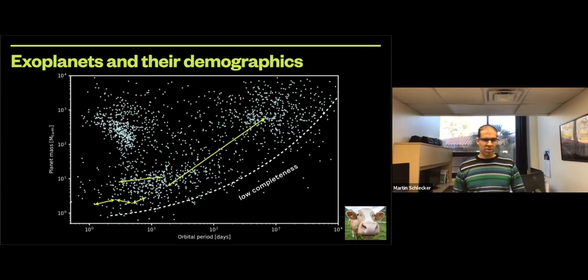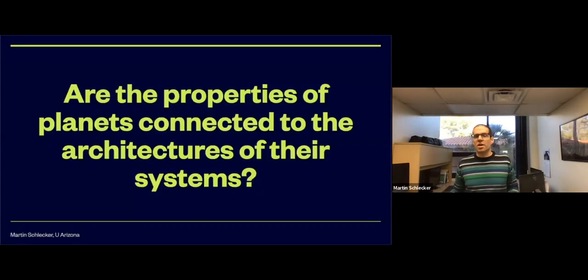And we can not only measure planet-level properties such as planet radius, orbital distance, and planet mass, but we can also constrain their system architectures, right? And so the question is, are the two connected? Are the properties of planets connected to the architectures of their systems? And I will try to convince you that the answer is yes. And I will also suggest planet formation pathways that could try to explain this link.